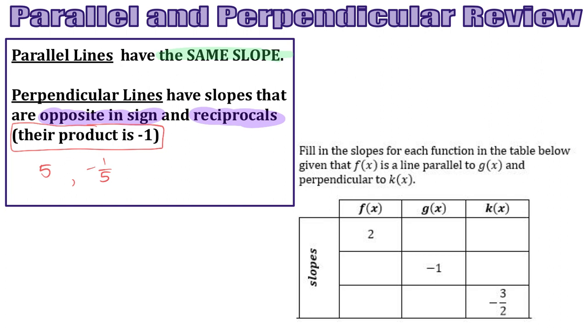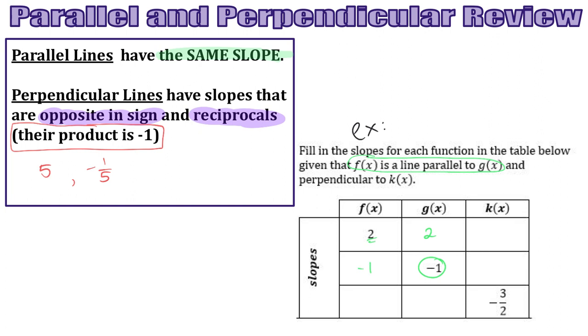So let's look at this example off to the side over here. It says fill in the slopes for each function in the table below, given that f of x is parallel to g of x. So let's start with just that. If f of x is parallel to g of x, that means when f of x has a slope of 2, so does g of x. When g of x has a slope of negative 1, so does f of x.